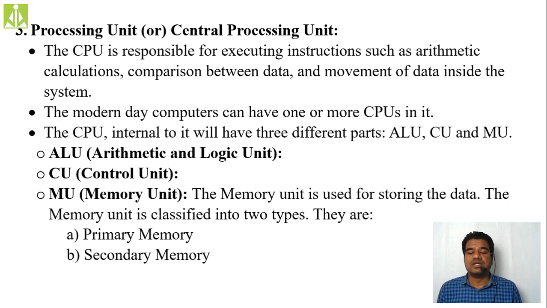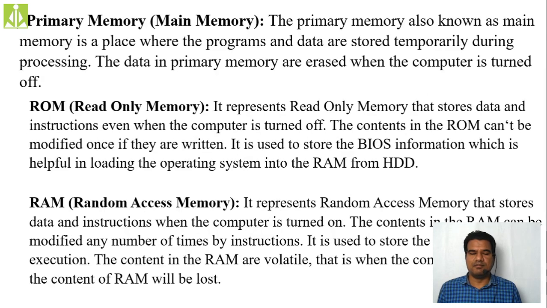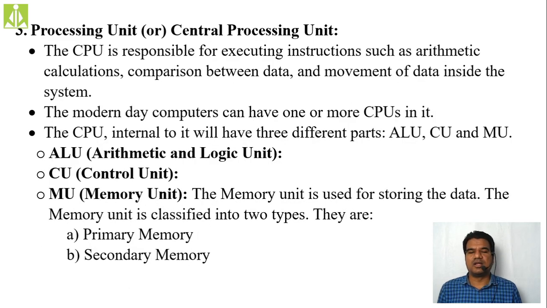Okay, so internal to the CPU, we are going to have three different parts. Just now I explained this in the block diagram as well. Inside a central processing unit of the computer, we have three different things. The first one is ALU, then we have CU, and finally we have MU. What is ALU? Arithmetic and logic unit. What is CU? Control unit. And what is MU? Memory unit.